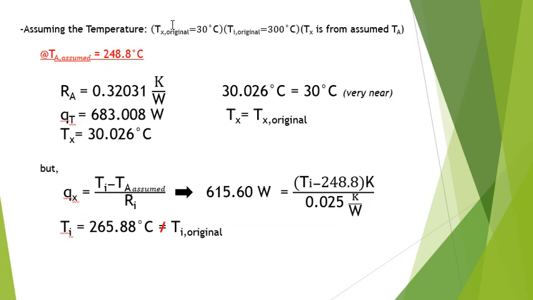When we assume 248.8 degrees Celsius, we came up with a temperature of 30.026, which is very near or approximately equal to 30 degrees Celsius. But for 300 degrees Celsius, it is very far and the discrepancy is very large. Therefore, it is still not yet considered.